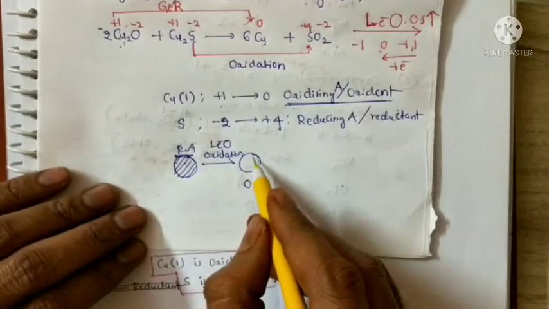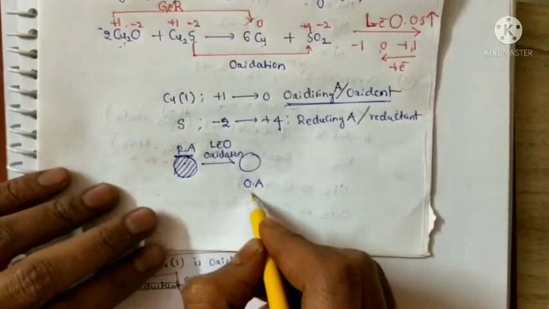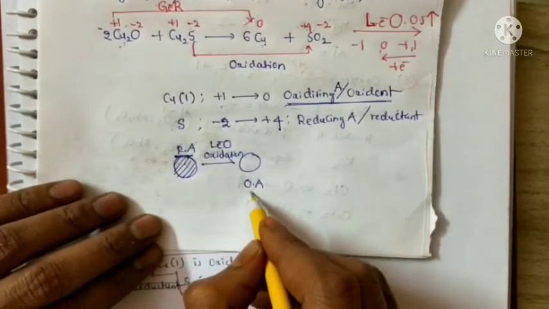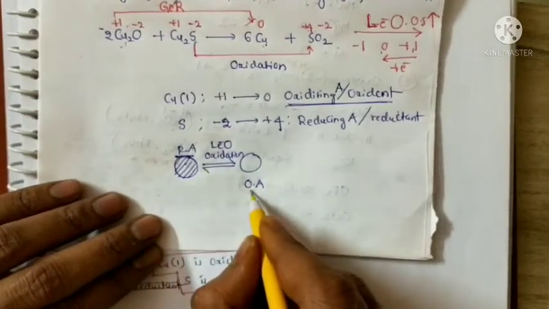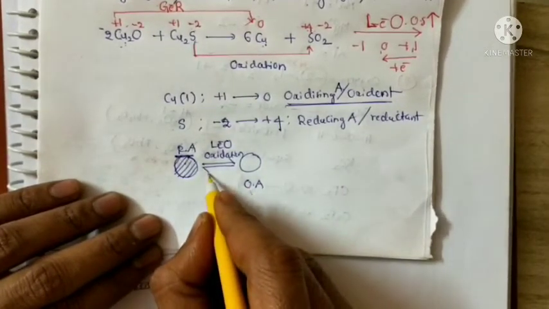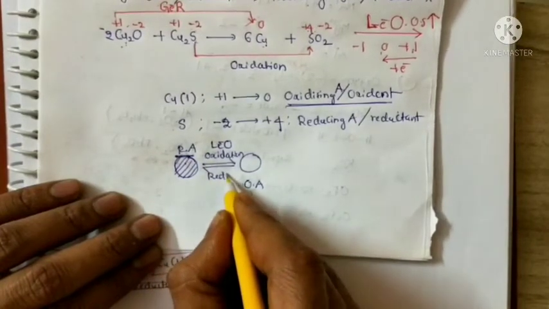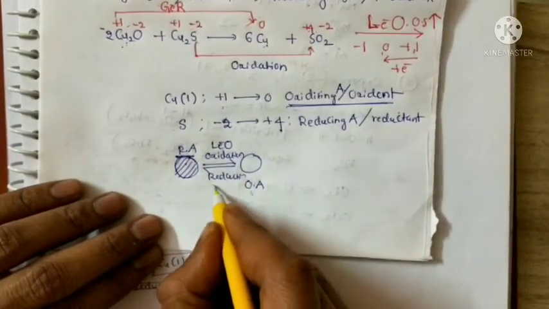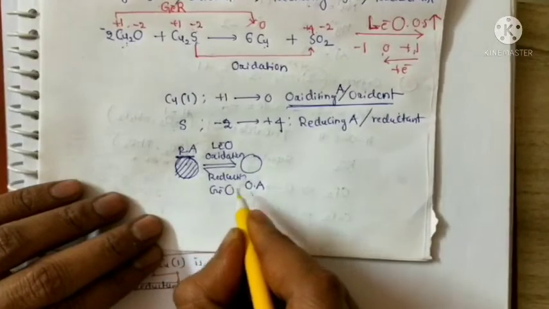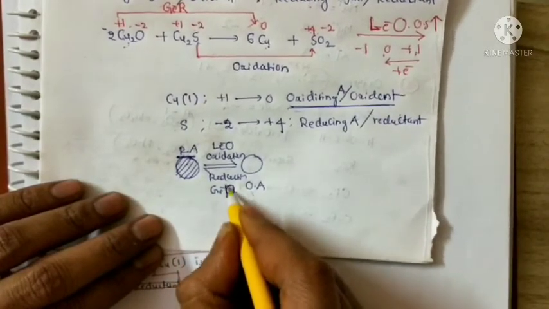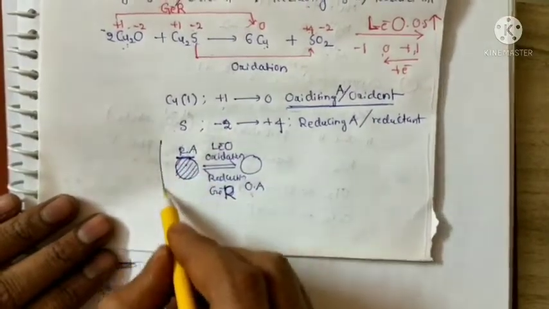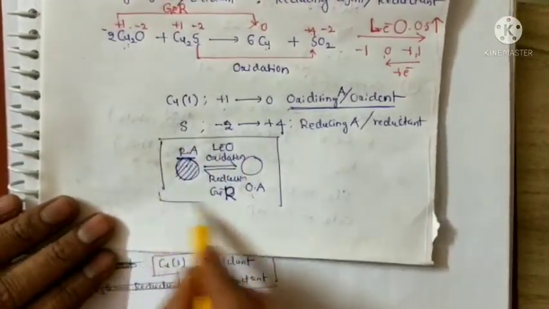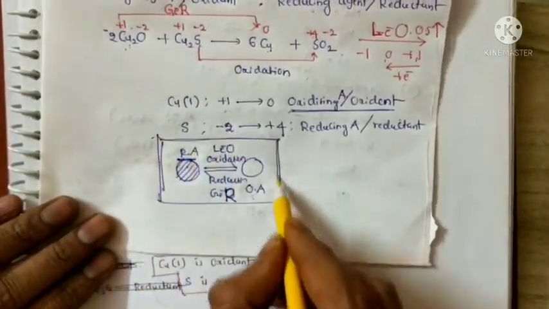Now the oxidizing agent is an electron acceptor, and the oxidizing agent always undergoes reduction. That means gain of electrons is called reduction. Gain of electrons is called reduction. So you will remember this. This is a shortcut method.